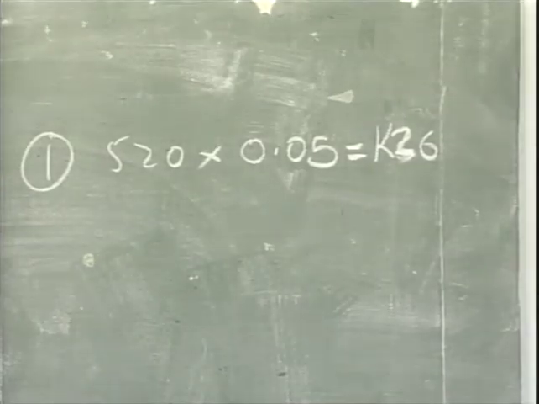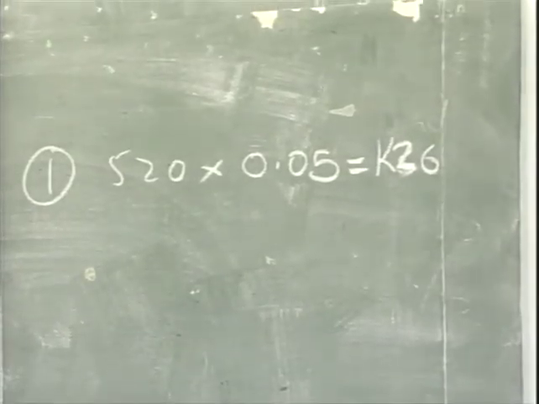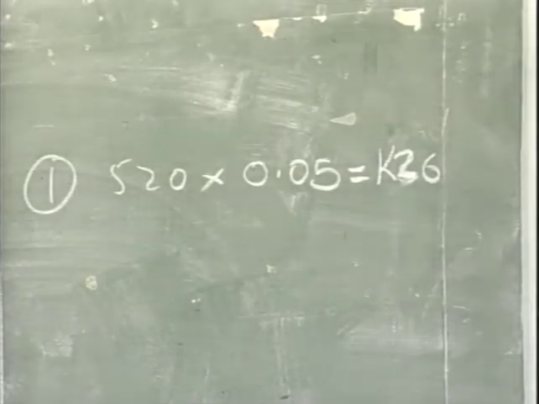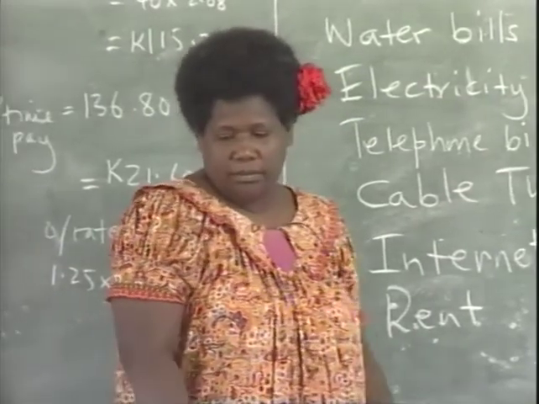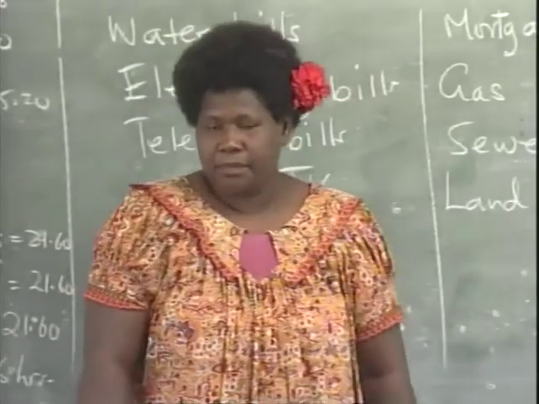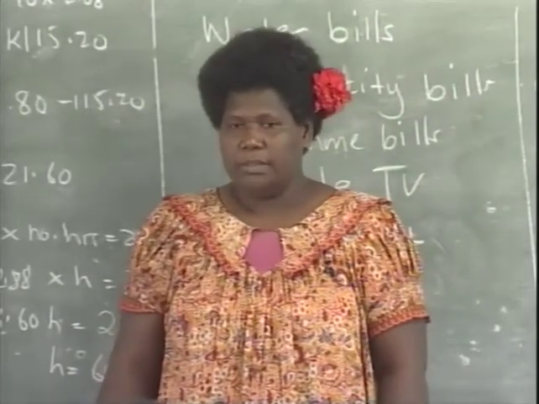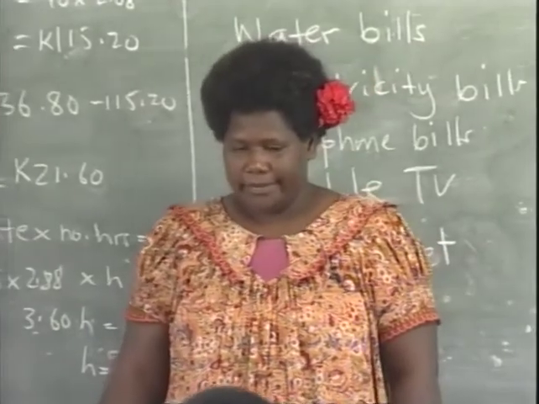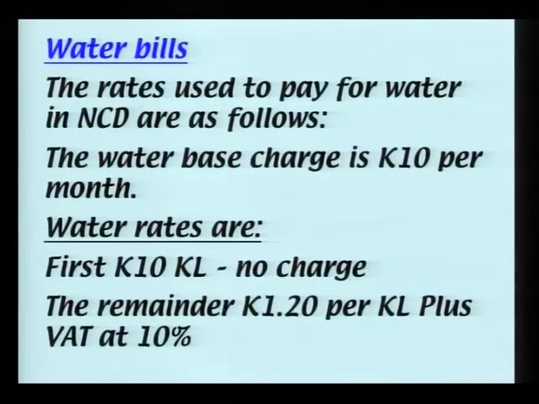So you're going to do question 2 and question 3 and question 4 on electricity bills. I'll go back to that later. I'll just explain how the water bill is calculated. Okay, the rates used to pay for water in NCD are as follows. The water-based charge is 10 kina per month, which means whether you use any water or not, so long as there is a water pipe connected to your house, you pay 10 kina.